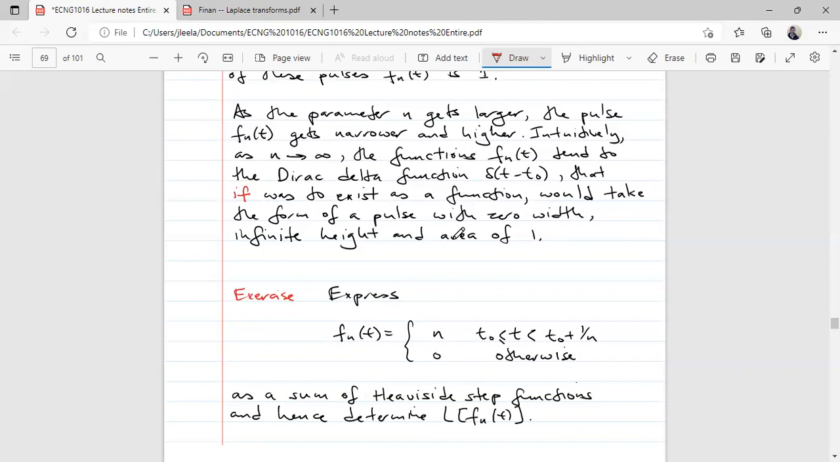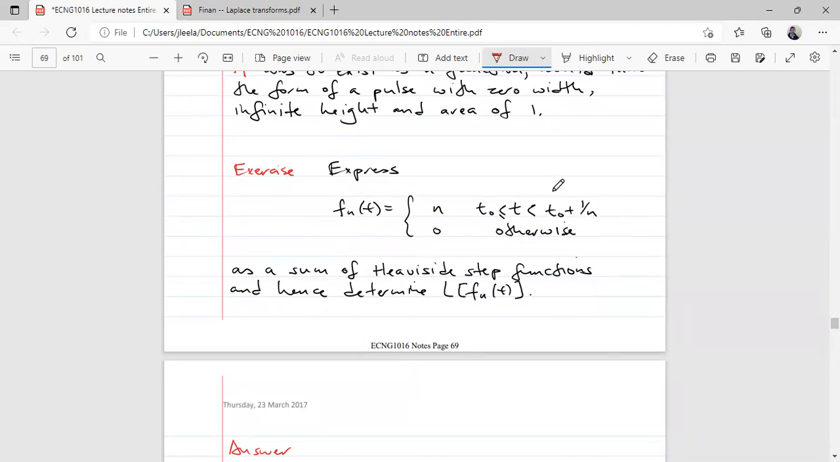Which is denoted by delta(t minus t naught). That, if it was to exist as a function, would take the form of a pulse with 0 width, infinite height, and area of 1, right? So think about that. If the width approaches 0, the height approaches infinity, but the area has to remain constant, the area has to be 1, right? But this height is infinite, so this is like a vertical jump that goes on infinitely, right?